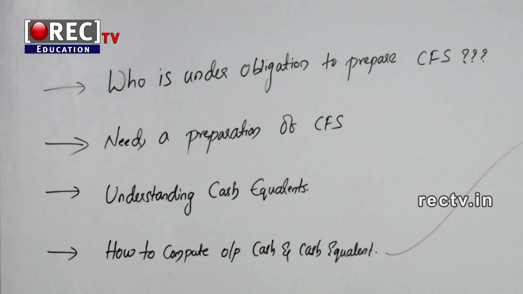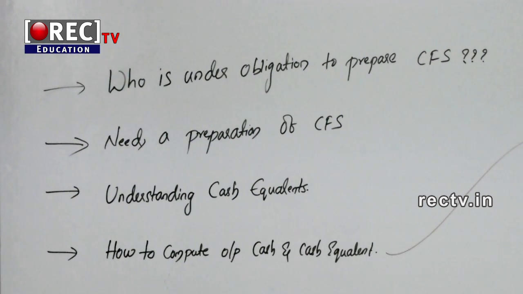So it is readily realizable in a known amount, and these investments are subject to an insignificant risk. It means very little risk. So what do you understand by cash equivalent? Cash equivalent means an investment that is for a short period or short term, that is less than 6 months, and it should be easily marketable, and you should know what amount is going to be realized, and it should carry very little risk.